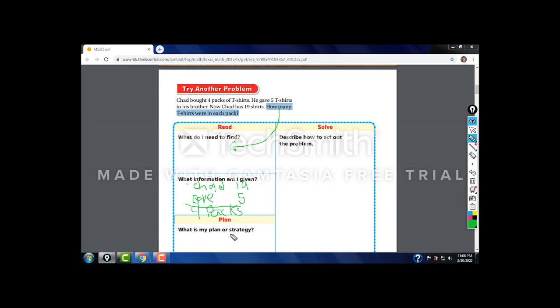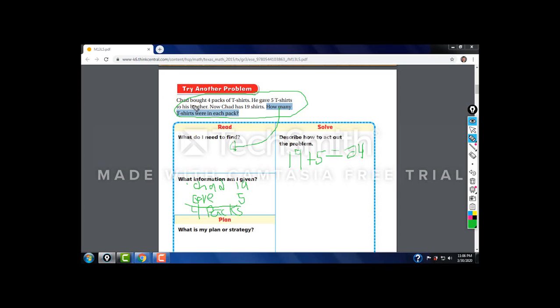What is my plan or strategy? Well, my plan or strategy here is I'm going to use this information here to solve my problem. That's my strategy, and I already set it up here. So let's work this out. Again, we start with a total, just like we did before, 19. Now we know he gave 5 away. So if he gave 5 away, that means he had those before. So if he has 19 now and he gave 5 away, how many did he start off with? He had 24, because 19 plus 5 is 24.